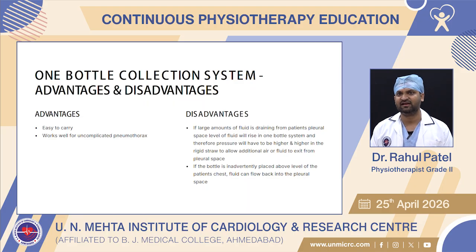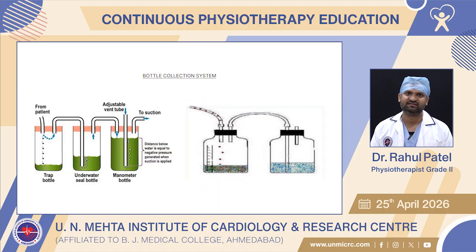If the bottle is inadvertently placed above the level of the patient's chest, fluid can flow back into the pleural space. Bottle collection systems: 3 bottle collection system and 2 bottle collection system. Let's see the image. From the patient: the trap bottle, underwater seal bottle, and third, the manometer bottle, adjustable vent tube, and then connect to suction. The distance below the water is equal to the negative pressure generated when suction is applied.